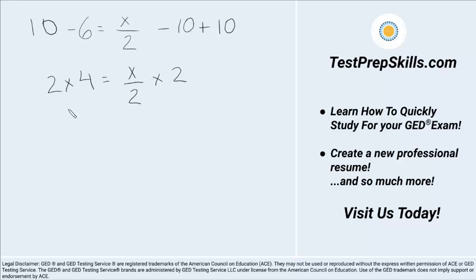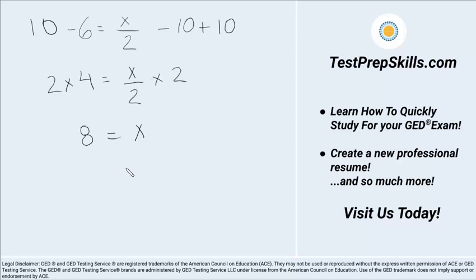Once again, on the left-hand side, let's simplify. 2 times 4 is 8. And over here on the right-hand side, we have this 2 divided by 2, so they cancel, and we're just left with x. Now we have our answer. 8 is equal to x.